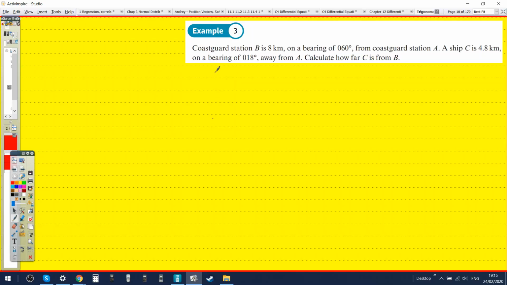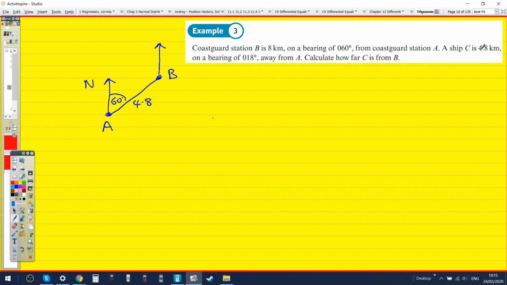Okay, so if B is on a bearing of 60 degrees from A, so let's say this is A, point north, turn clockwise, stop when you hit the line. So that's approximately 60 degrees there, and it's bearings, so they're calling it 060. This is B. It's on a bearing of 60 degrees and a distance of 4.8 kilometers. Yeah.